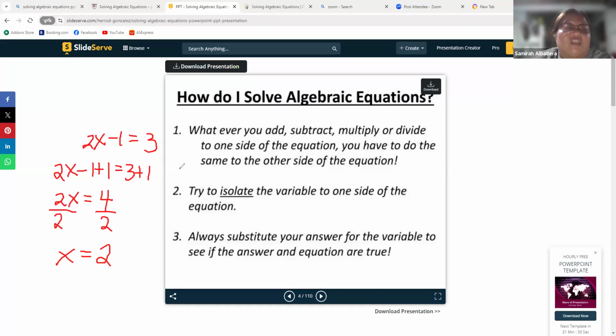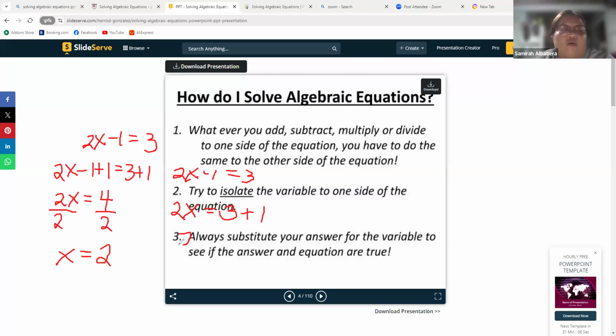If you look at this, 2x minus 1 is equal to 3. Make sure that we isolate the coefficient and the variable. So 2x will be on the left side and all the numbers will be on the right side, so 3. Since the integer on the left side is -1, when we transpose it to the right side, make sure it has the opposite sign. So instead of -1, it will become +1. If you look at it, it is just the same.